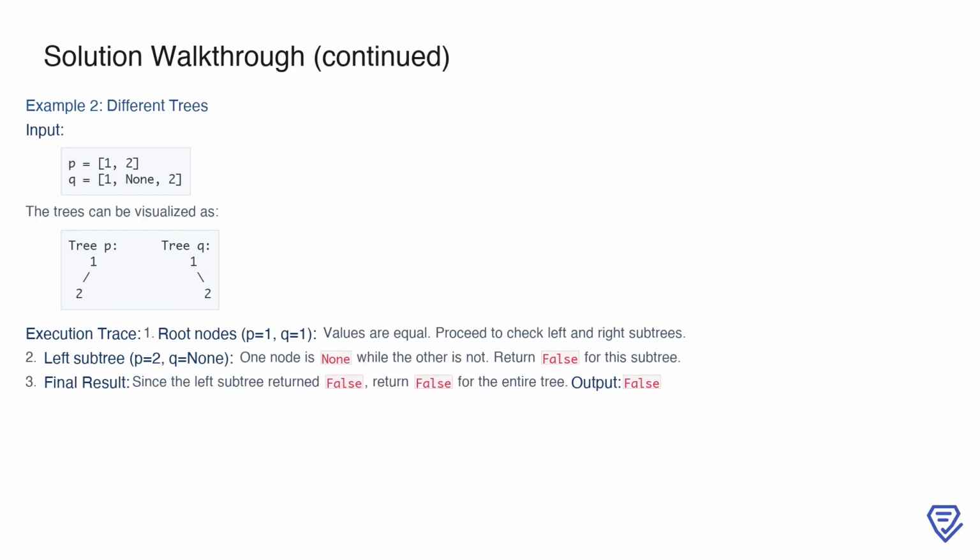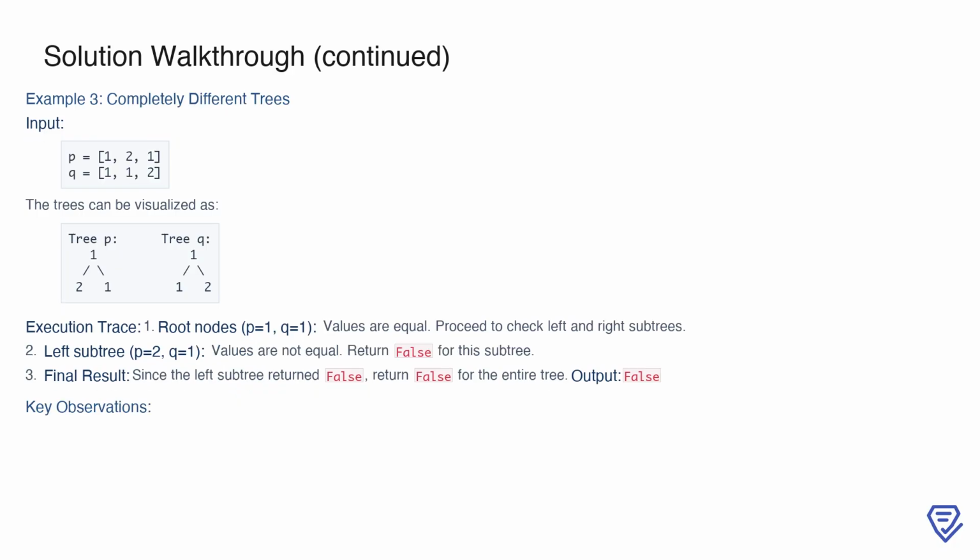In this example, the trees p and q differ structurally. Tree p has a left child with the value 2, while tree q has a right child with the same value. Both trees have the root node 1, so we begin by checking their left and right subtrees. For the left subtree, tree p has a node with the value 2, but tree q has no corresponding node, represented as None. This mismatch immediately tells us the left subtrees are not the same, so we return false for the left subtree. Because the left subtree returned false, we don't need to check the right subtree further. The trees are not identical, and the output is false.